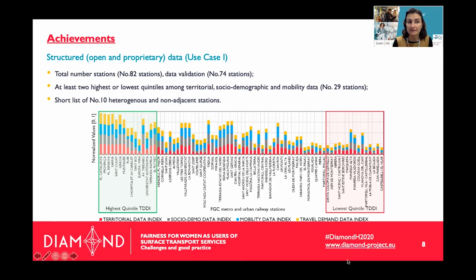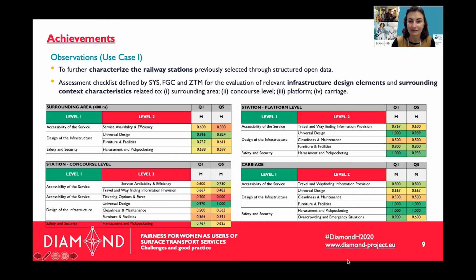So first we identified the total number of stations that they had, and then the highest and the lowest quintile in terms of territorial, socio-demographic, and mobility data. The highest quintile is the one closer to the city center with the highest density of population, etc., and the frequency of services, while the lowest quintile is the opposite. Because we wanted to make sure to have a heterogeneous observation sample, we didn't pick the ones in the middle, but decided to go for the highest and lowest quintile on the basis of this travel index data.